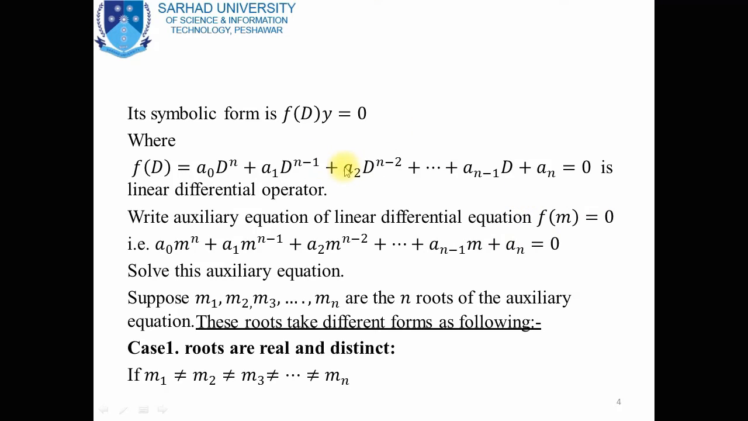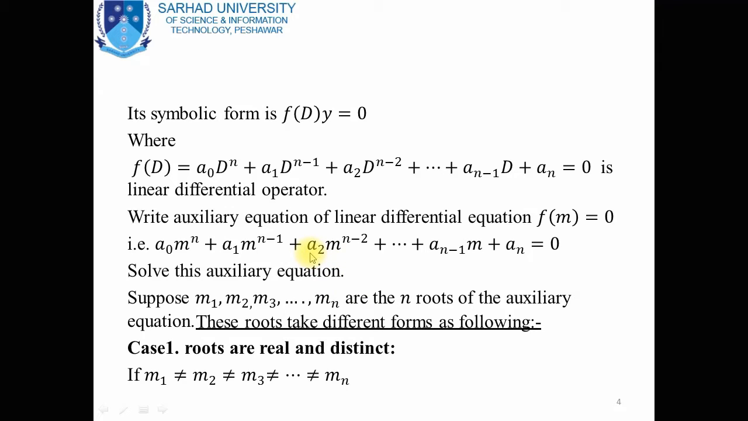Now this equation can be written in this form: a0 m^n plus a1 m^(n-1) plus a2 m^(n-2) plus and so on plus a(n-1) m plus an is equal to 0. Now to solve this auxiliary equation, dear students, you see over here this m is the root of this equation. So suppose m1, m2, m3 up to mn are the n roots of this auxiliary equation.